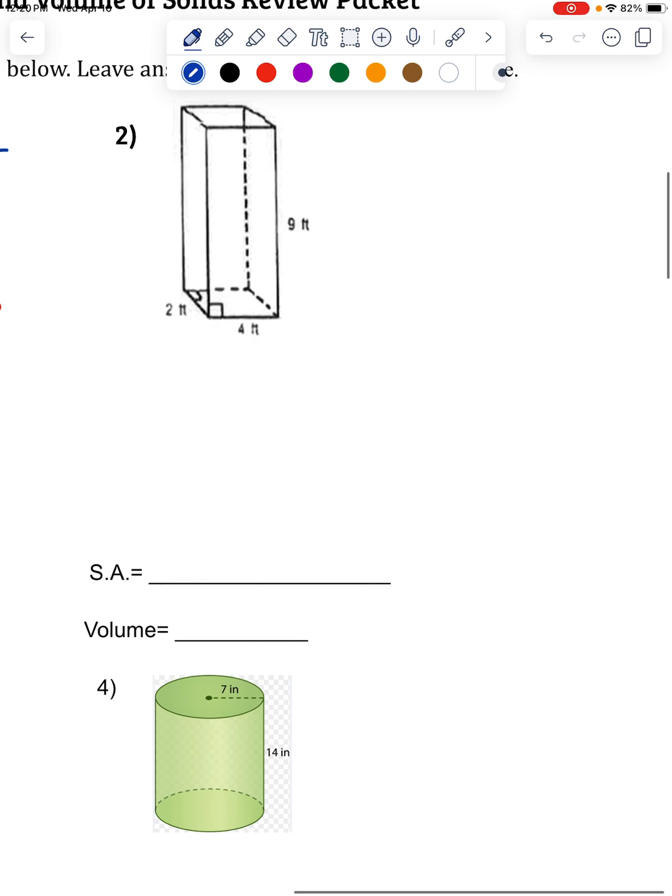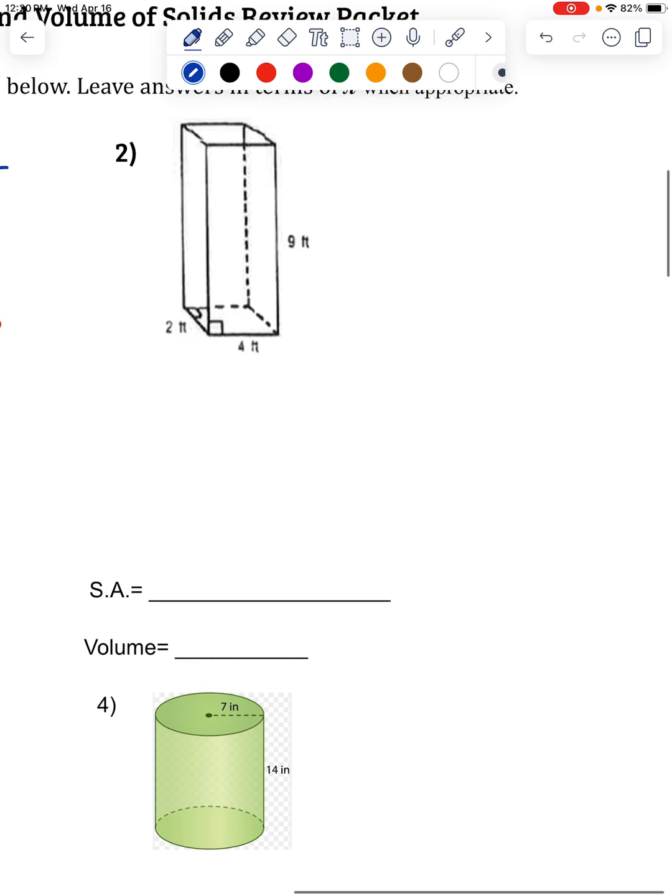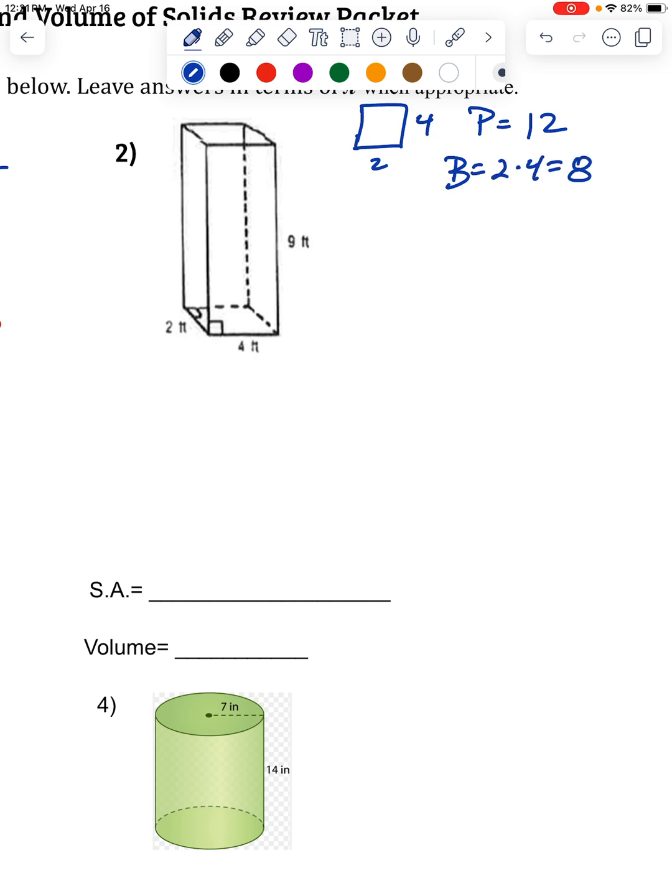All right, next one, number 2. This is a rectangular prism. So my base is a rectangle. I like to redraw the base so I know what I'm working with. So I can find the perimeter here. So 4 plus 4 plus 2 plus 2, which is 12. The area of the base is just 2 times 4, which is 8. And then the height of the shape is 9. Those are the 3 things I need.